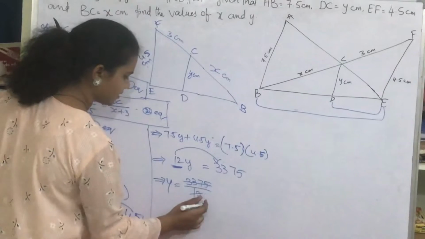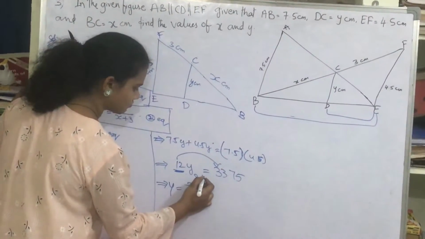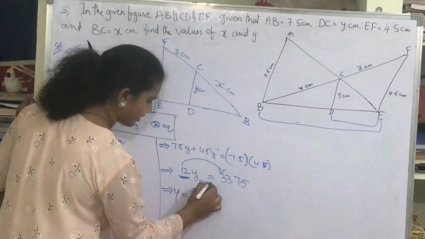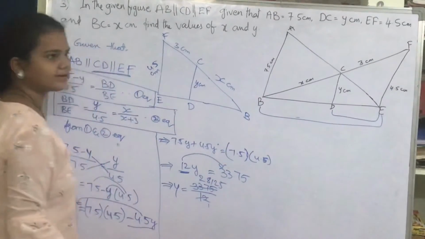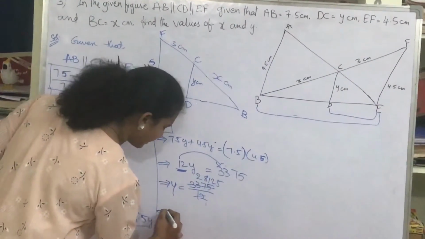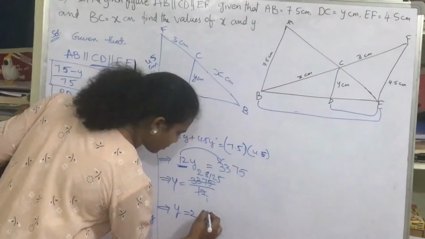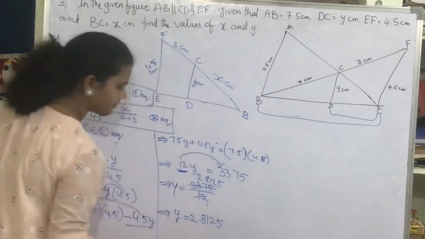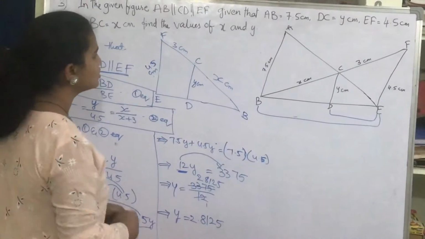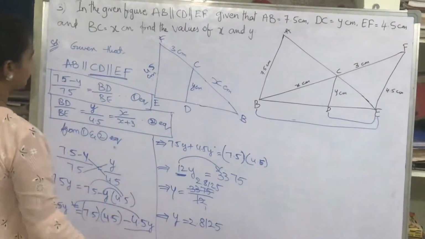And this becomes 2.81, so it's 2.8125. So I got the y value, where y equals 2.8125. They asked to find the x value and y value. I got the y value, so now I need to find the x value.